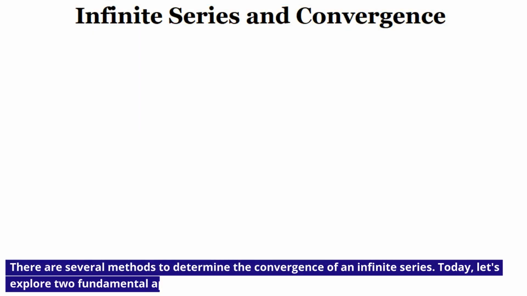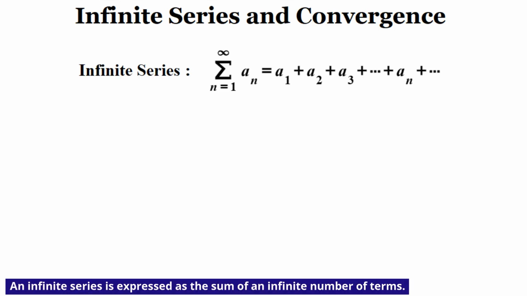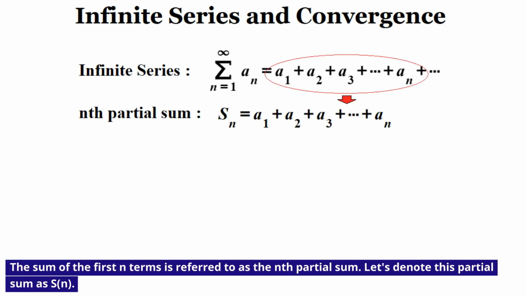There are several methods to determine the convergence of an infinite series. Today, let's explore two fundamental approaches. An infinite series is expressed as the sum of an infinite number of terms. The sum of the first n terms is referred to as the nth partial sum. Let's denote this partial sum as Sn.